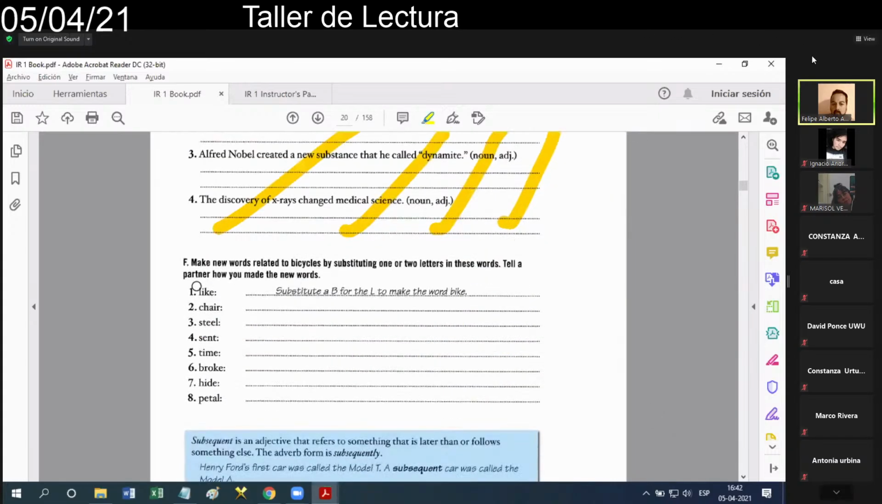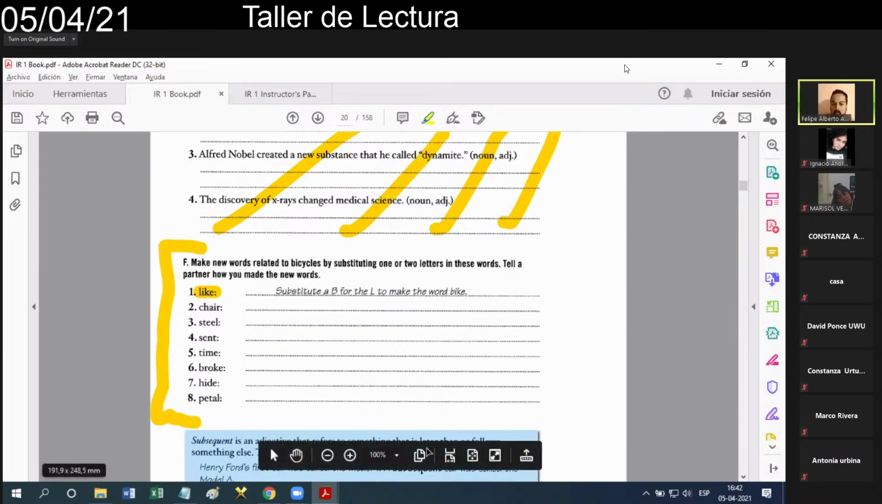Let's continue. Make new words related to bicycles by substituting one or two letters of this word. So for example, we've got the word like, and then we substitute the L for the B to make the word bike. From 1 to 8, 2 minutes. Go, guys.